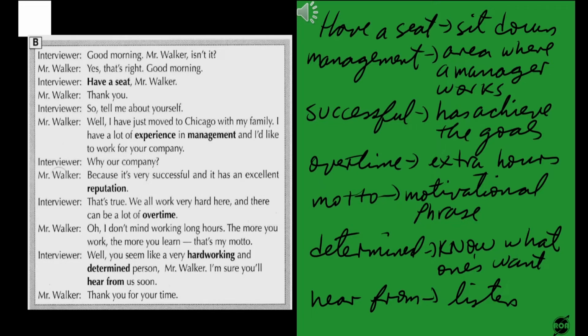A motto is a motivational phrase. His motto is the more you work, the more you learn. So he considers that working many hours helps you learn a lot. Then determined: it's a person that knows what they want. If I know what I want, I could say I am a determined person. Then the interviewer says, I'm sure you'll hear from us soon. That means that we will be contacting you soon, so you will hear from us.